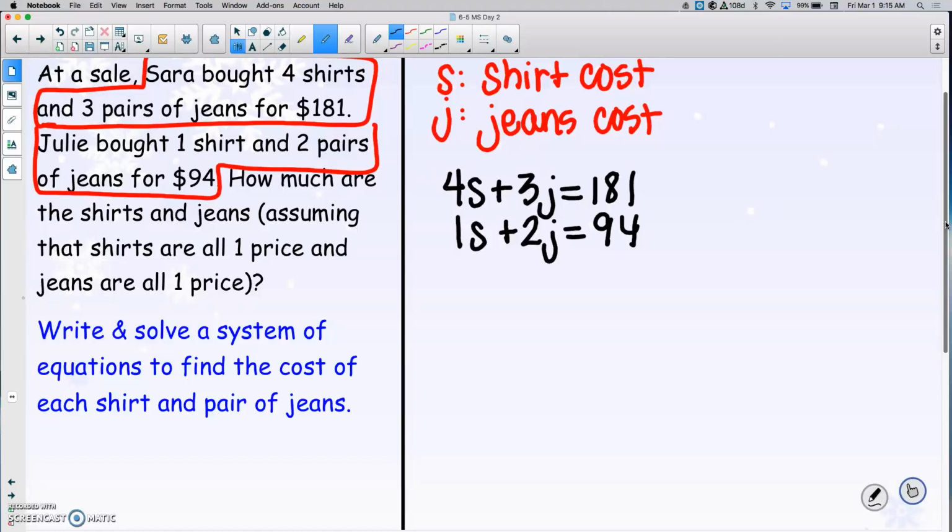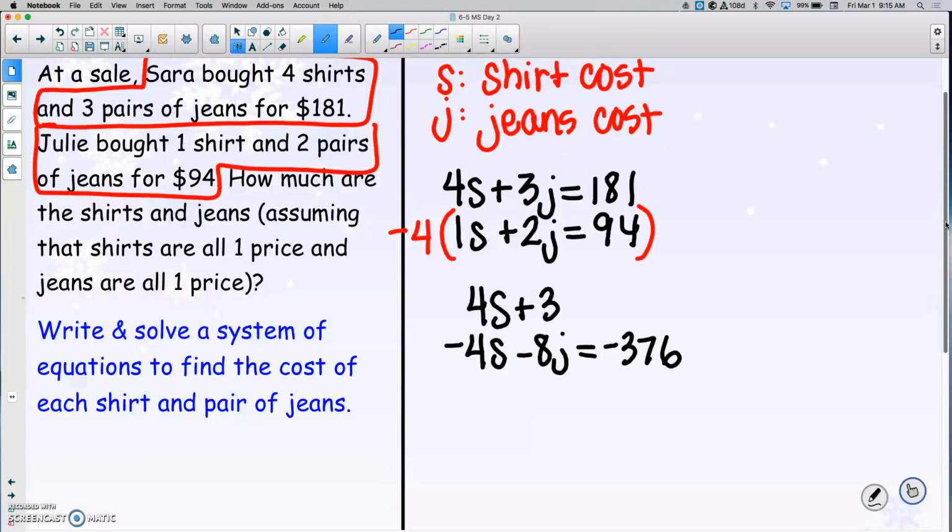So I am going to cancel out the letter S this time, and I can do that by multiplying the second equation by -4. If I distribute that -4, I get -4S, -8J, and 94 times -4 would be -376. My top equation does not need to change because I've created opposites by multiplying only one equation again.